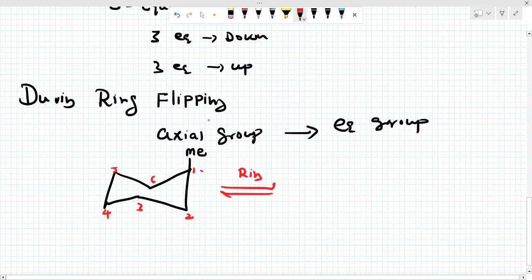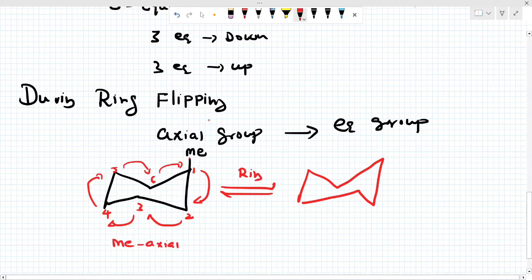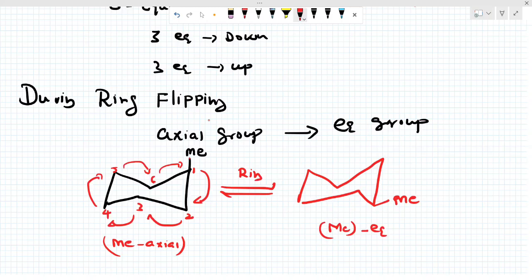Now if I do the ring flipping, listen: 1 converts to 2, 2 converts to 3, 3 converts to 4, 4 converts to 5, 5 converts to 6, 6 converts to 1. Now see, this thing will happen. In this structure, the methyl group is axial, right? During ring flipping, the methyl becomes equatorial. During ring flipping, the axial group converts to the equatorial position. This is very, very, very important.